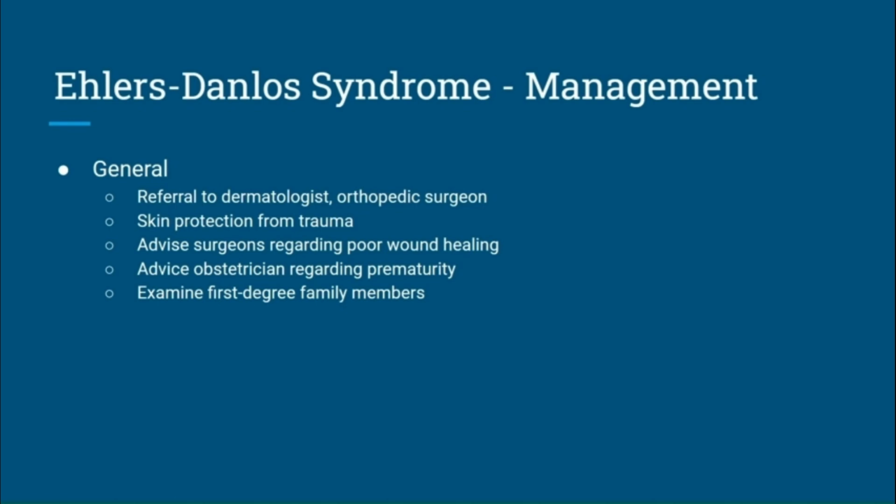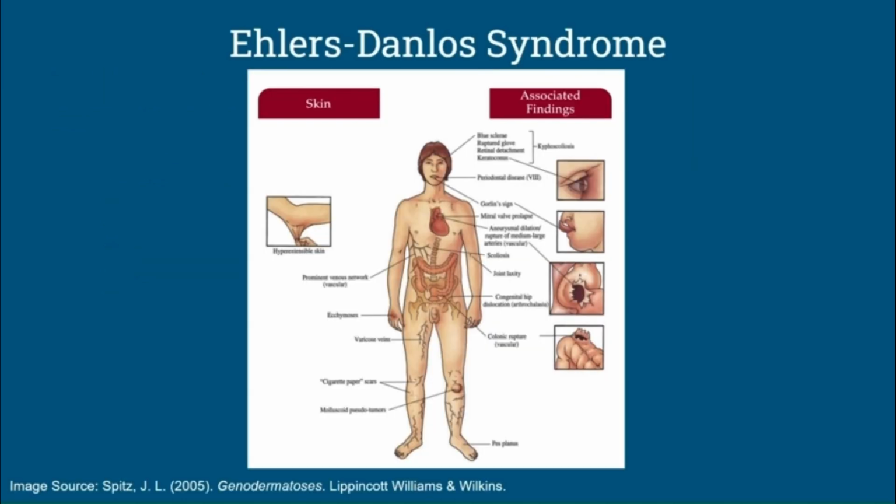That can lead to your fish mouth scarring, or your cigarette paper scarring, or your gaping wounds, etc. The surgeons need to know that there's a poor wound healing component to it, which they'll often figure out. And they need to also be closely monitored by OB when they're having a pregnancy in general.